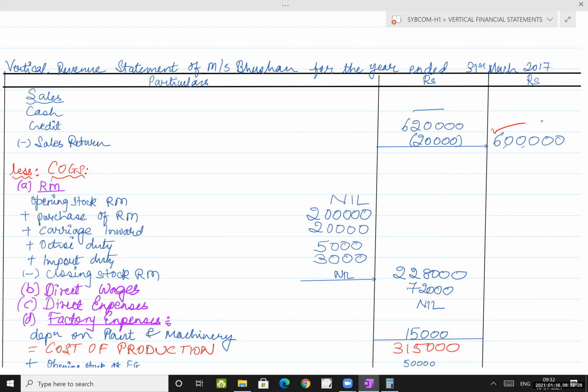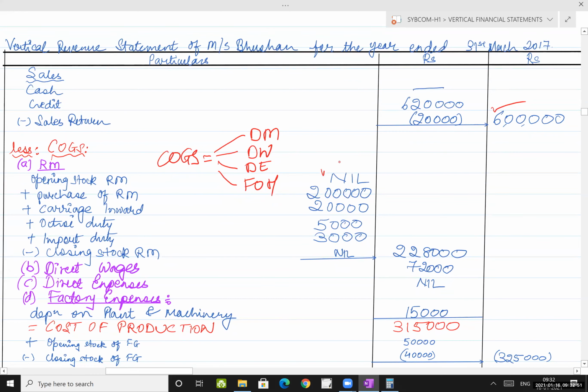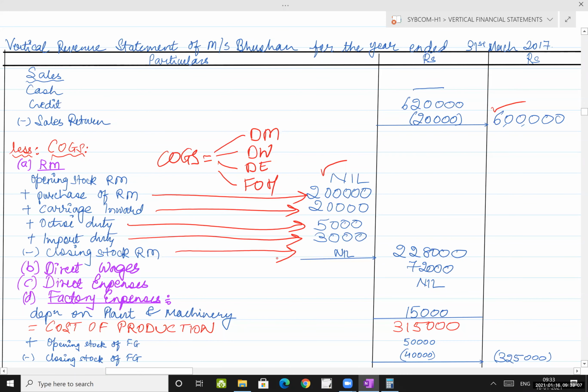Then come to COGS. I'll repeat once again. What is COGS? It is direct material, that is your raw material consumed, direct wages, direct expenses, and factory overheads. Don't forget this. Okay. So on the first, we start with raw material. Opening stock of raw material nil, purchase of raw material 2 lakhs, carriage inward 20,000, octroi duty 5,000, import duty 3,000, and closing stock of raw material 0.